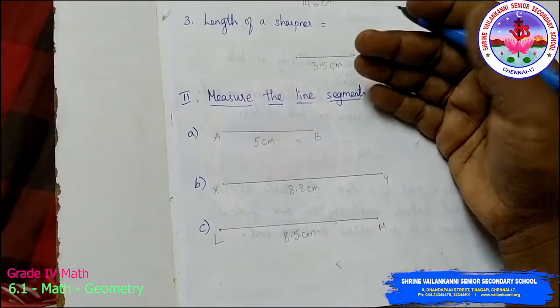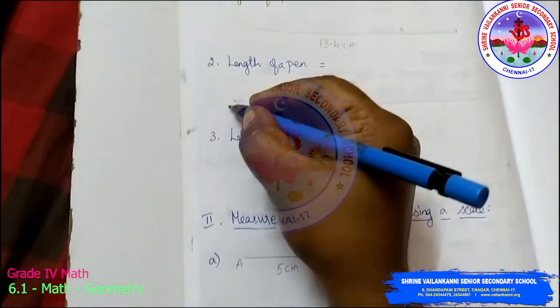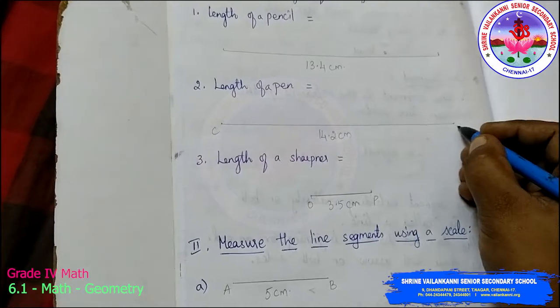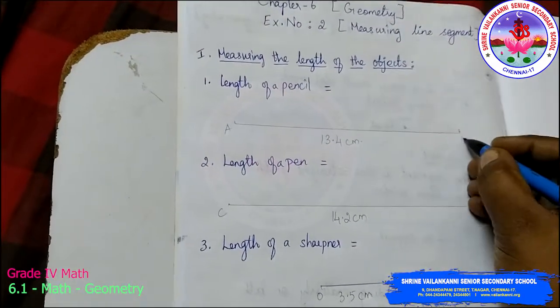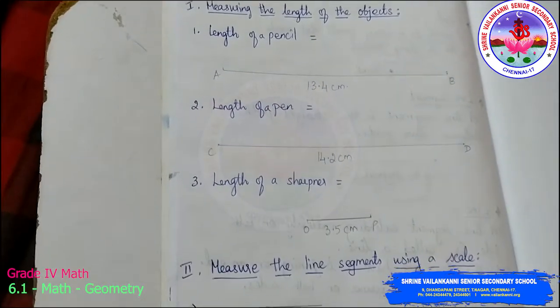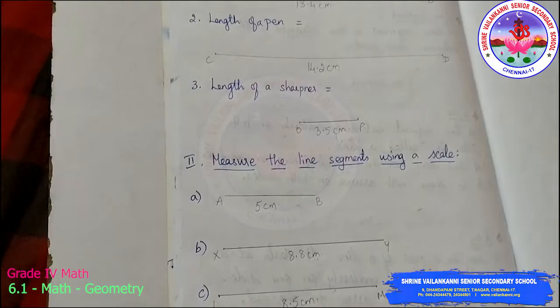In the same way you can give any alphabet, O, P, C, D, A, B. So this is how you can measure the given object. You can take any object and do practice.